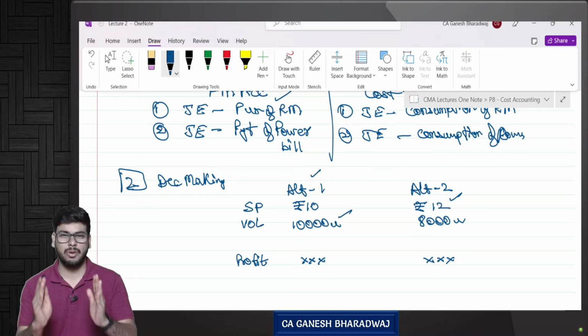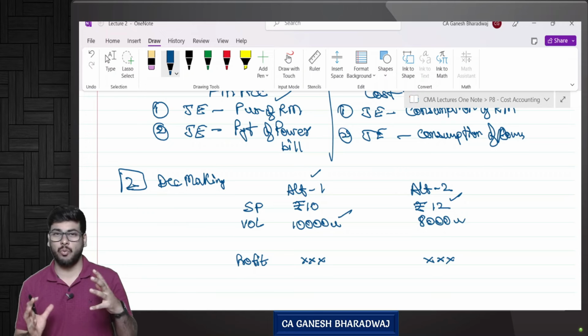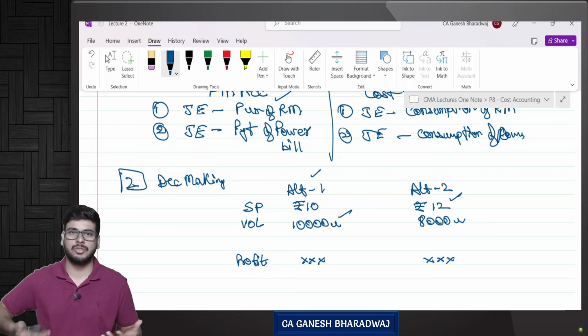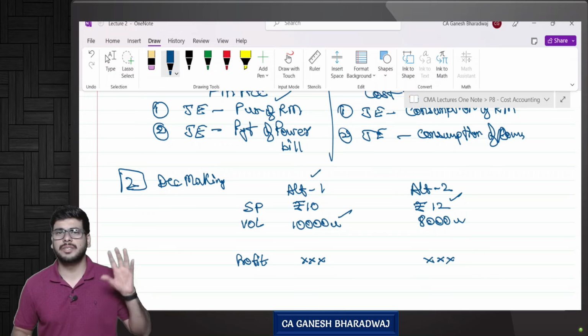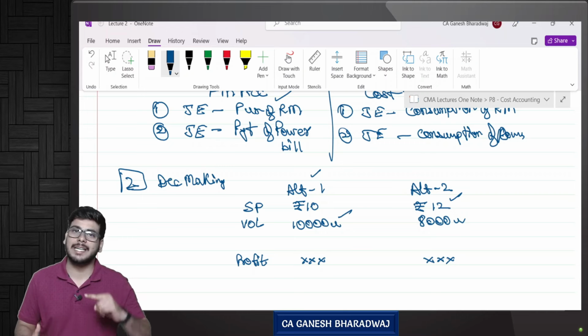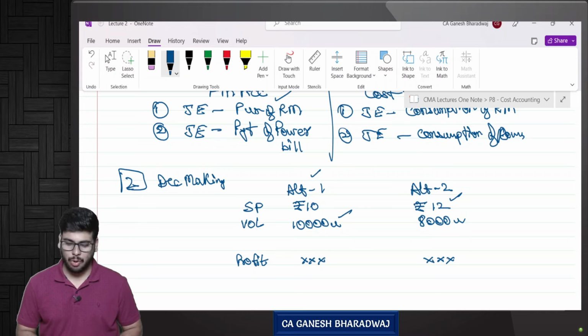But I'm just giving you an overview as to what this decision making could look like, choosing between multiple alternatives. So day in and day out, managements will be posed with a lot of decision making elements, and our subject will help the management in taking decisions also. Are you all clear with this?